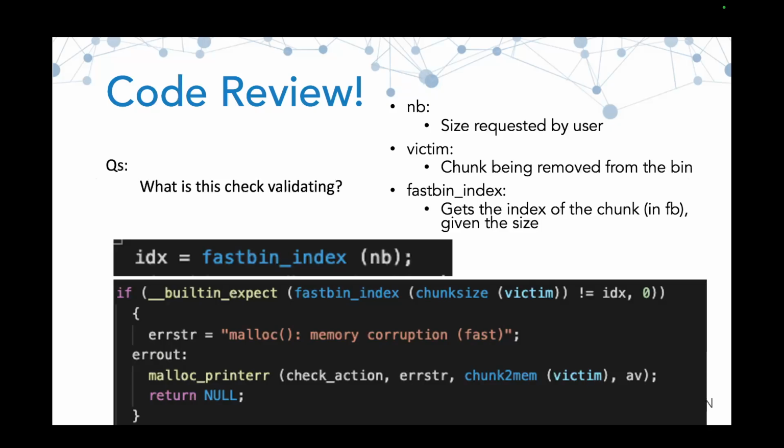NB is the size requested by the user. The victim, I'm not making this up, this is what actually is going on. This is the chunk being removed from the bin. And then the Fastbin index is the index of the Fastbin that it should be checking. So what is this check in that if statement actually doing here?